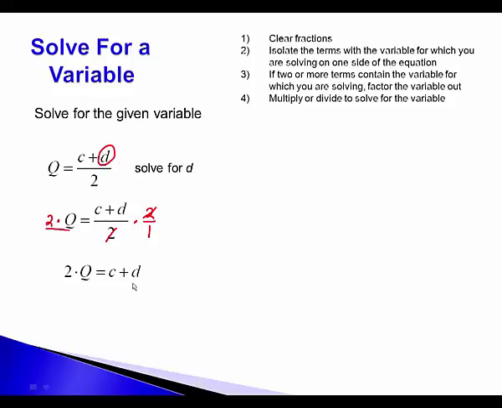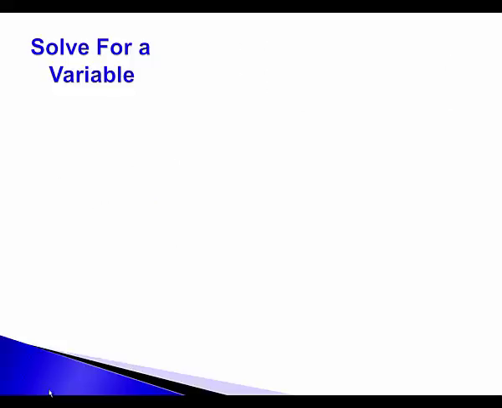Now, help me out again. We were trying to get to right here. Well, it says I am to isolate the terms with the variable for which you're solving on one side. I need everything with a D over here and everything else to be gone. So I'm going to subtract C from both sides, and what I'll have is 2Q minus C, these eliminate, is equal to D. And I have arrived where I'm trying to go because I wanted D by itself. You can turn it around if that makes you feel any better. Let's look at another one.